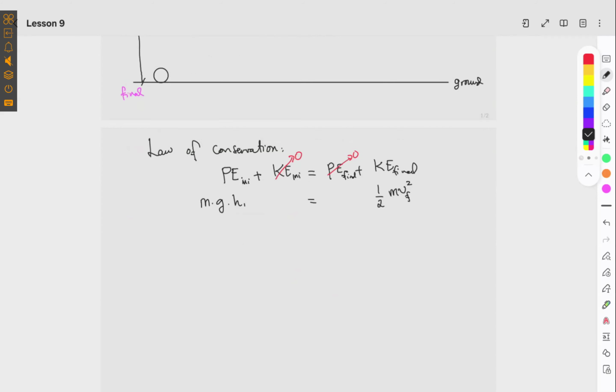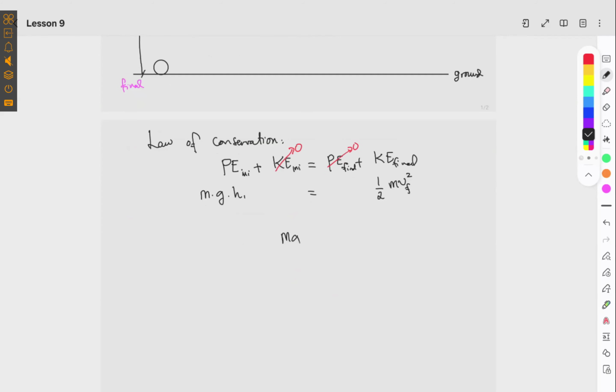So the formula is mgh equals one half m v final squared. The mass cancels out, so we have 2gh equal to v final squared. So v final is simply equal to the square root of 2 times g times h.